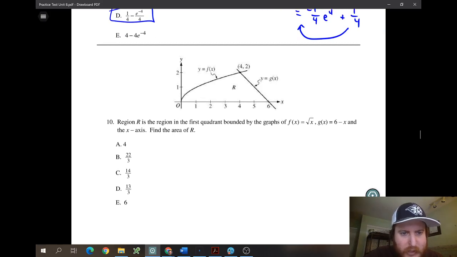All right, so region R is the region in the first quadrant bound by the graphs of f of x equals square root of x, g of x equals 6 minus x, and the x-axis. Find the area of R.